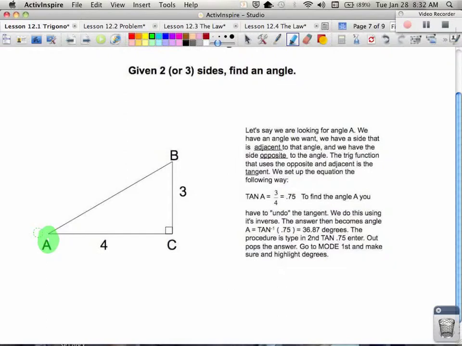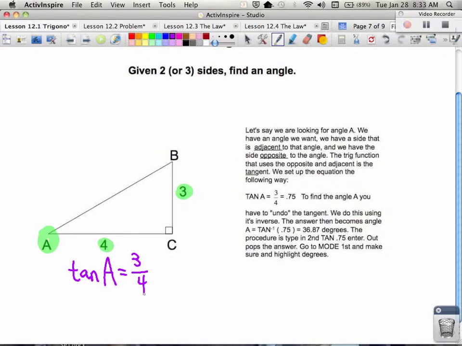And I notice that they give me that I'm looking for angle A, but the sides that they talk about are the opposite to angle A and the adjacent to angle A. And I know that when I'm talking about sides that are opposite and adjacent, I must be talking about the tangent. Or in other words, my relationship is that the tangent of angle A must be the opposite side over the adjacent side.